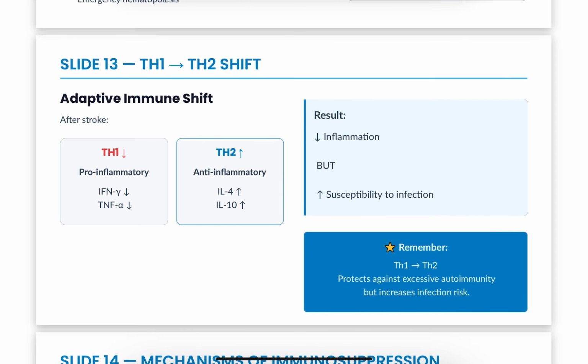This shift is not always bad. Is it always 100% bad? No, it's not always bad. From one perspective, whenever we think of suppressing the inflammation, it can help protect the brain from immune-mediated damage and reduce the risk of autoimmunity. But on the other hand, when we are suppressing the immune system, the patient becomes more vulnerable to infection. So it's not fully bad, not fully good. We need to remember that it's a double-edged sword. So the Th1 to Th2 shift means less inflammation but more infection risk. This is what we could take from it.